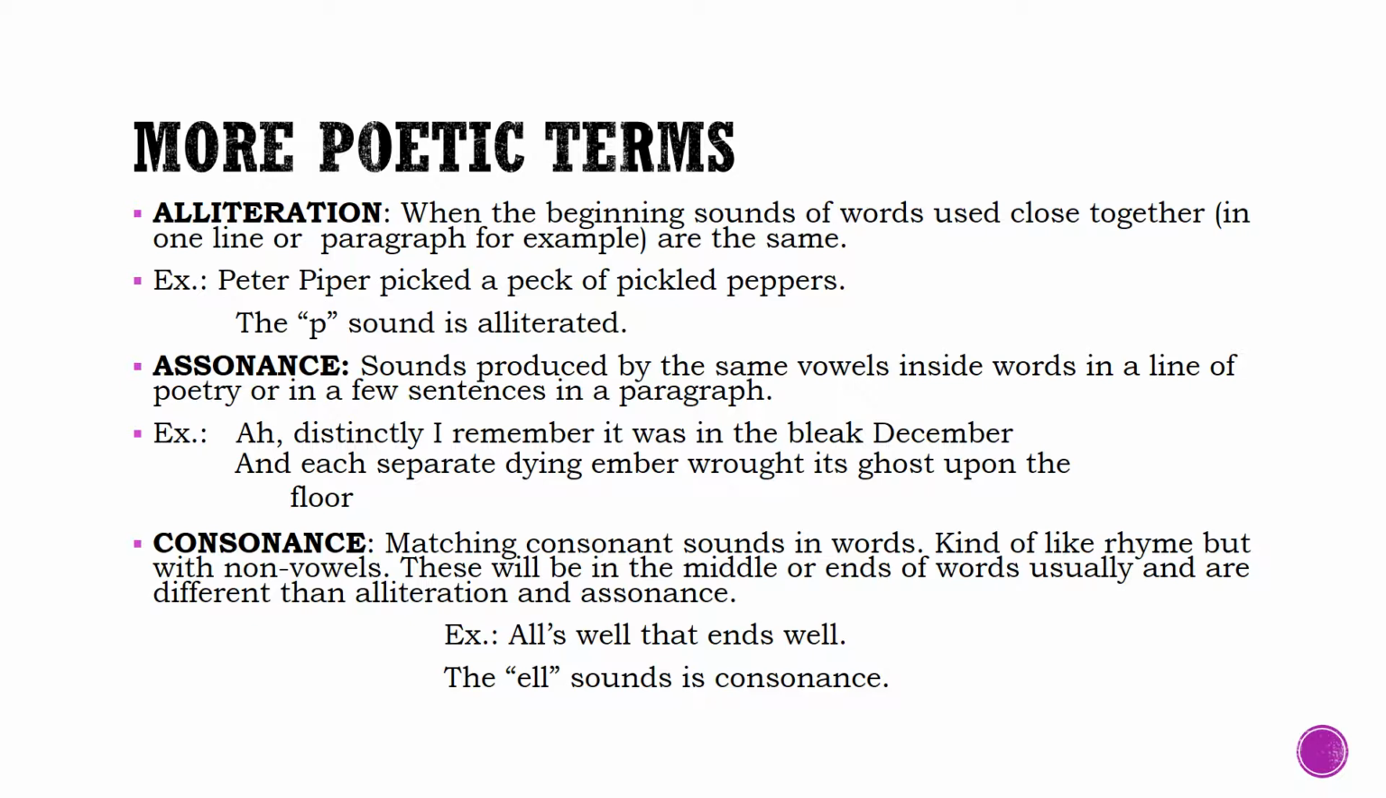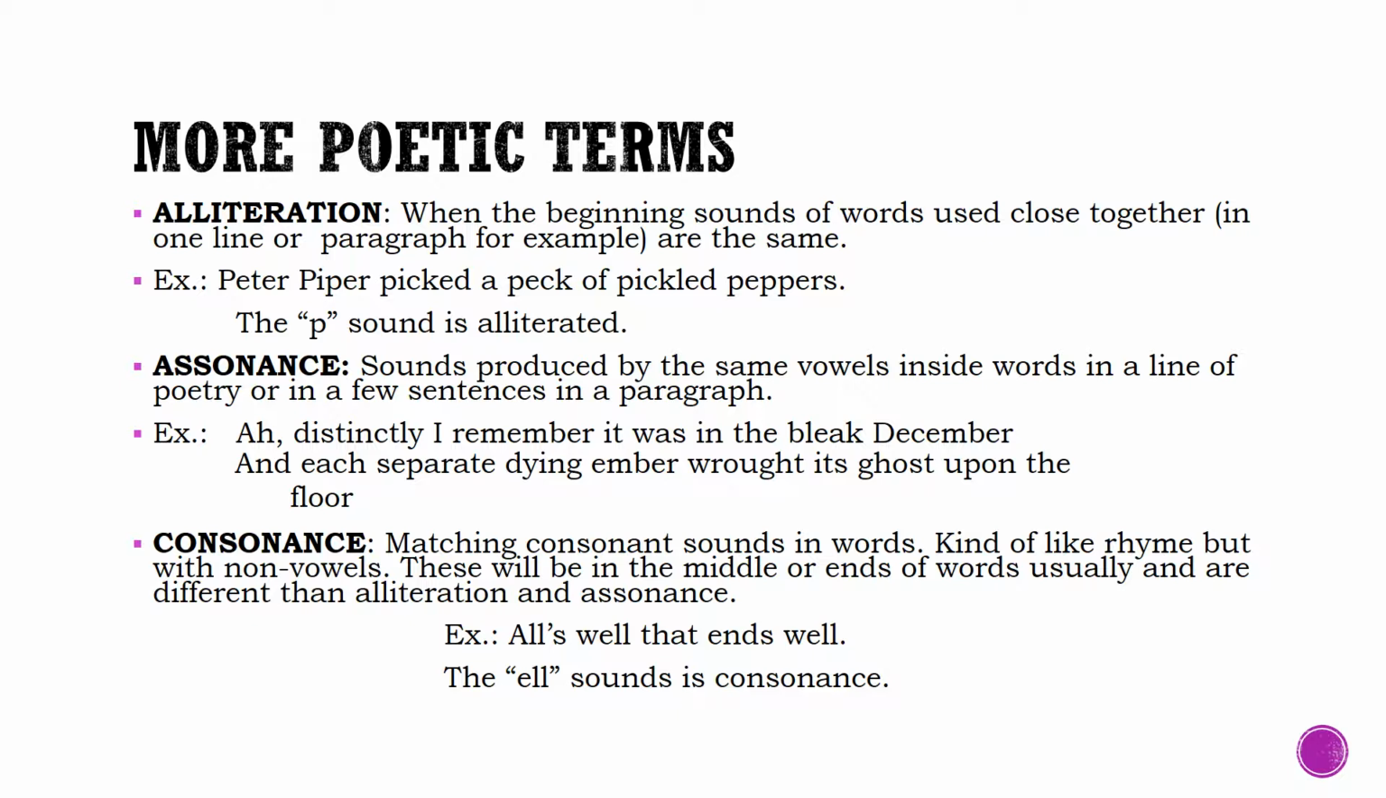Then there's assonance, sounds produced by the same vowels inside words in a line of poetry or in a few sentences in a paragraph. For example, distinctly I remember, it was in the bleak December, and the separate dying ember wrought its ghost upon the floor. Remember, ember, December. That ember sound is what's repeated, and that's the assonance.